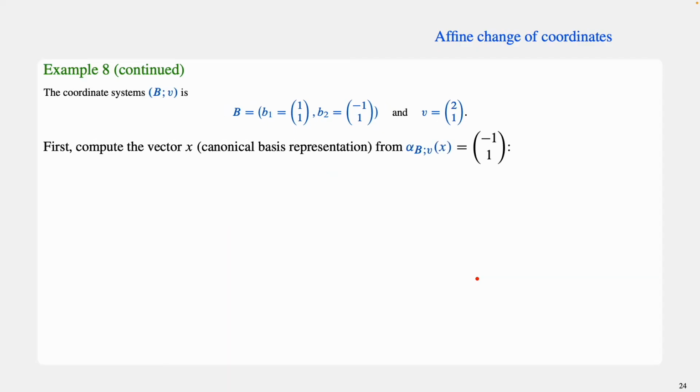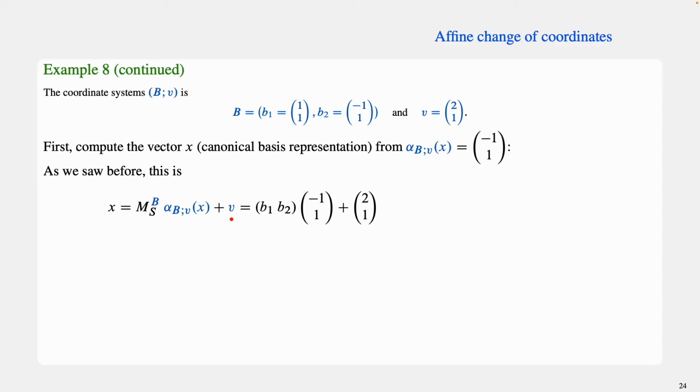Now, remember the steps we needed to do this. So first we want to compute the vector x in the canonical basis representation. So this being our coordinate system BV. And we are given alpha BV of x to be (-1, 1). And as we saw before, this is the following. x is MBS times alpha BV of x plus V. So we have everything here to compute this.